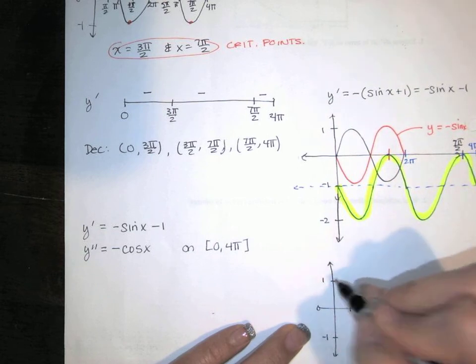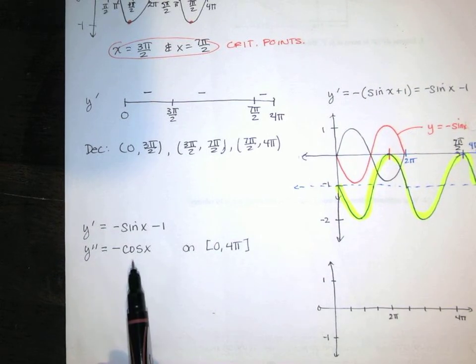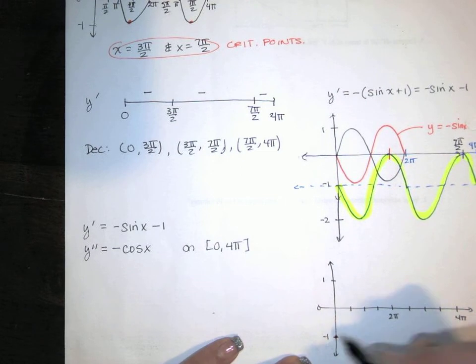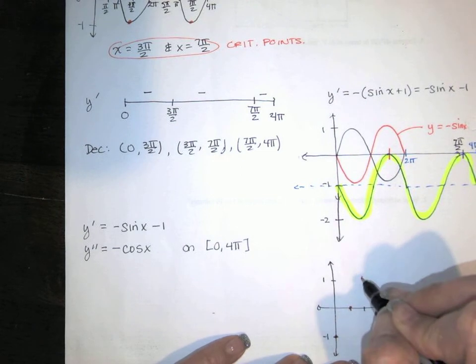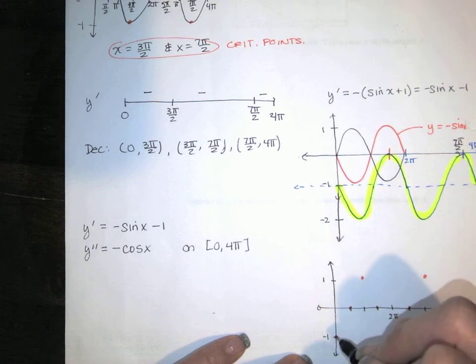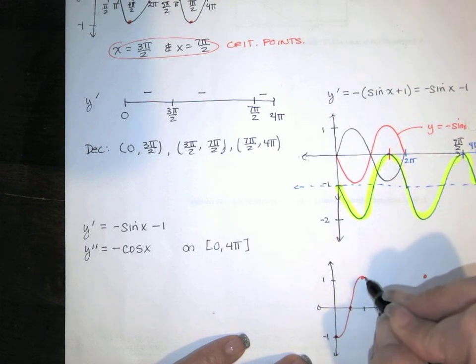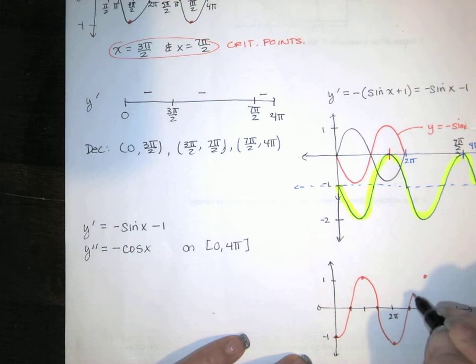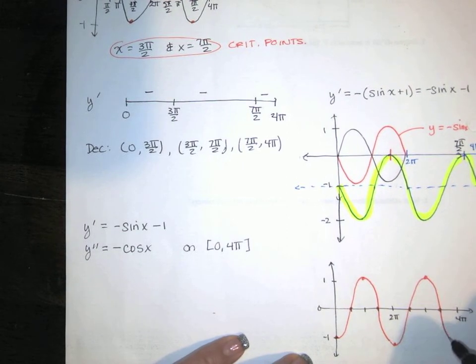So cosine starts at a max, but we're going to multiply it by -1. So negative cosine starts at a min, then it's 0, then it goes up to its max, and then it's back to 0, and then to -1. And then back to 0, then to a max, then back to 0, then to -1. So this is negative cosine of x.